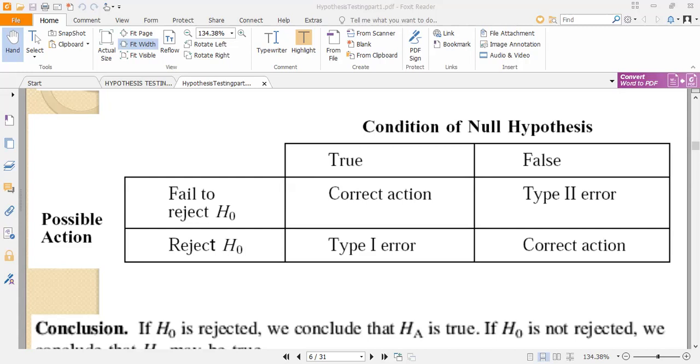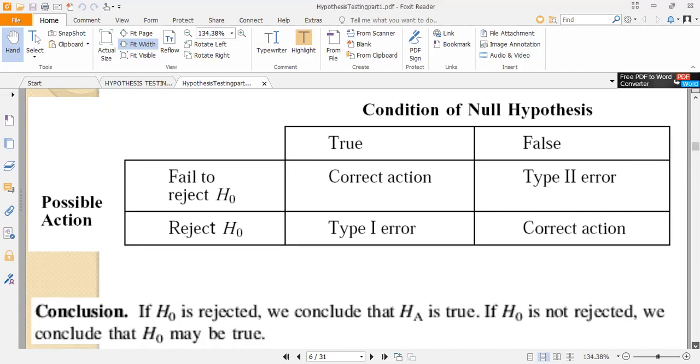So in short, a type 1 error occurs if you, the investigator, reject the null hypothesis when it is in fact supposed to be true. And a type 2 error is committed when you, the investigator, fail to reject the null hypothesis when it is actually false in the population.